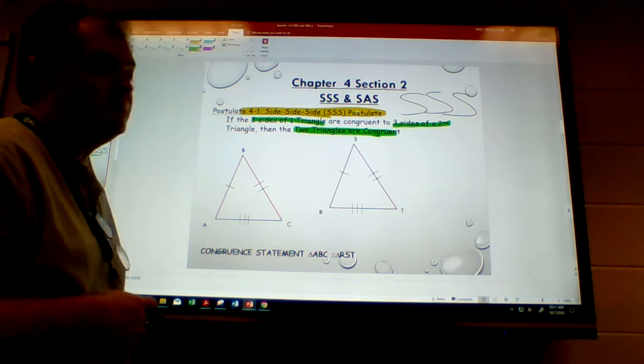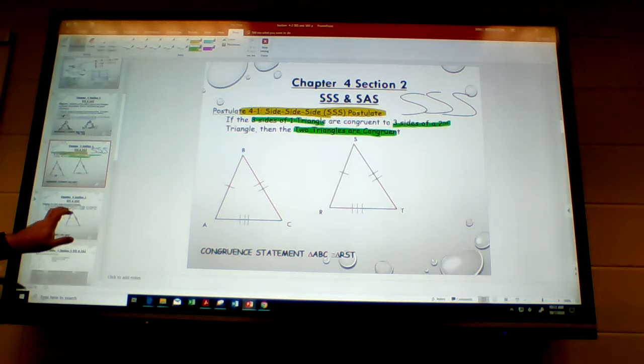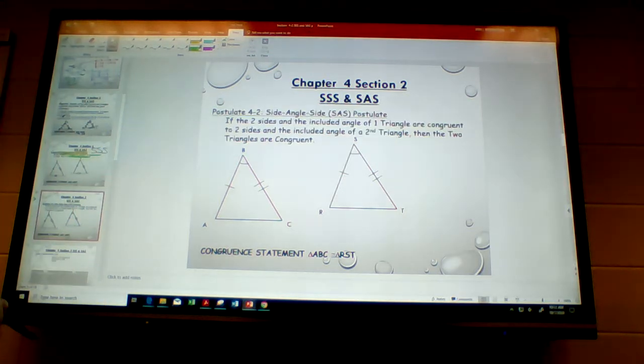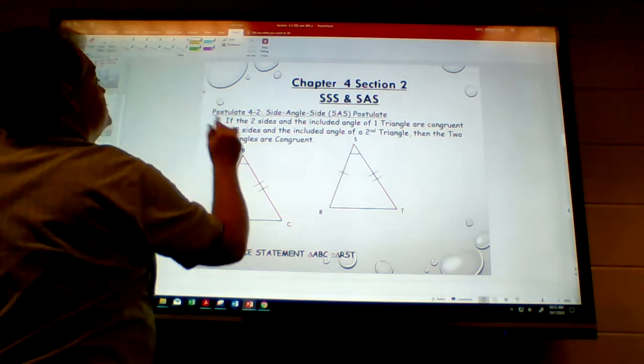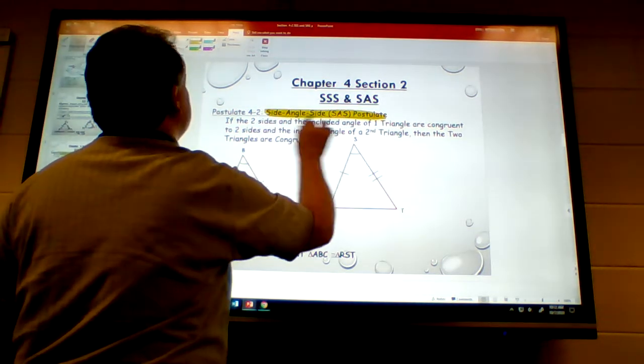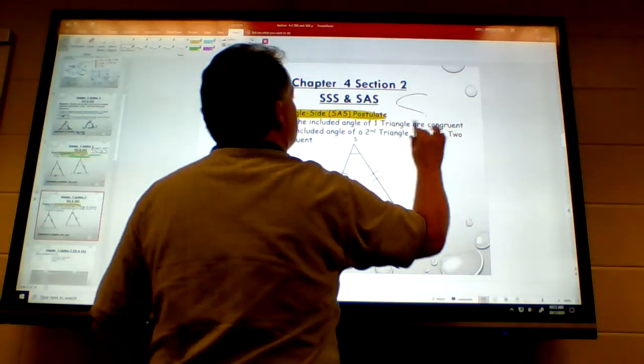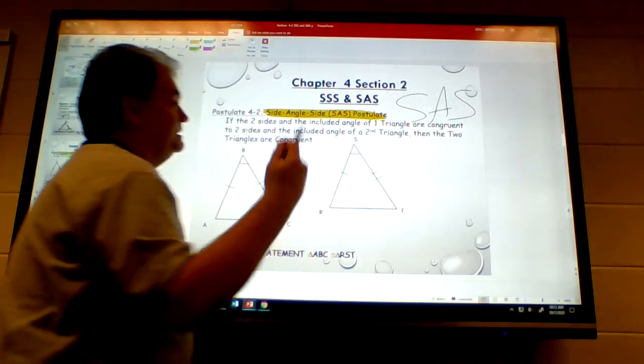All right. Now the same thing goes for what's called side angle side. Now here's how side angle side works. It is labeled SAS, side angle side.